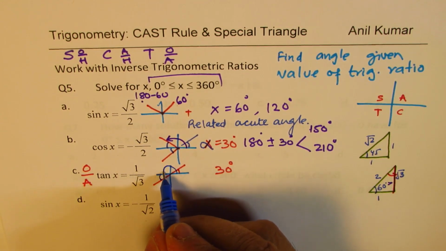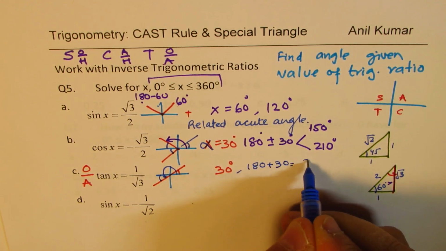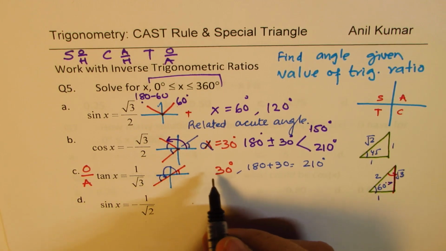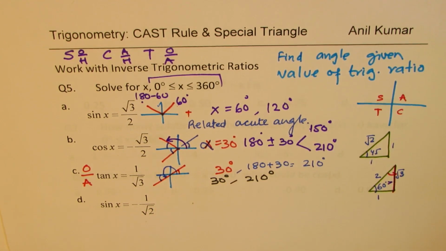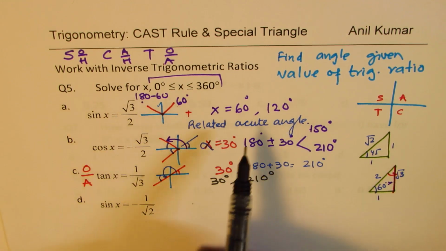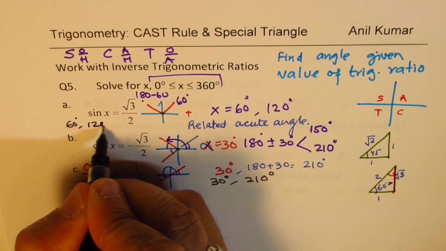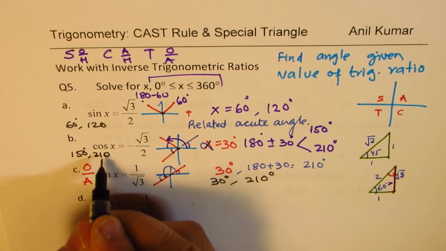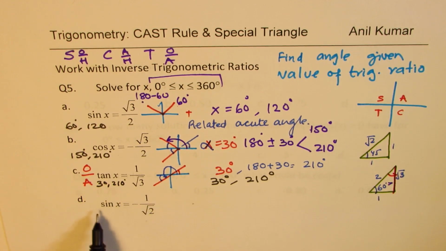How much should the second angle be? 180 plus 30, right? So we get 180 plus 30 degrees, which is 210 degrees. Do you see that? So we get our solution for this as 30 degrees and 210 degrees. Is that clear? Perfect. So finally, let's report the answers here: 60 and 120 for the first case. For cos, we got 150 and 210 degrees. For tan, we got 30 and 210 degrees. The last one is for you.